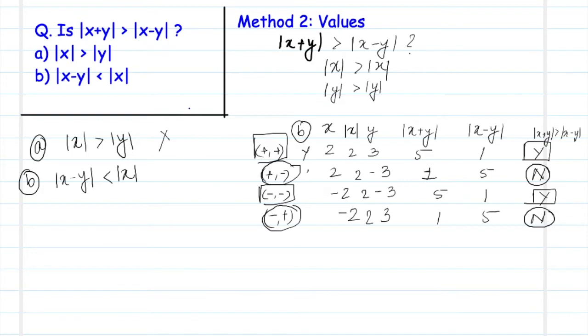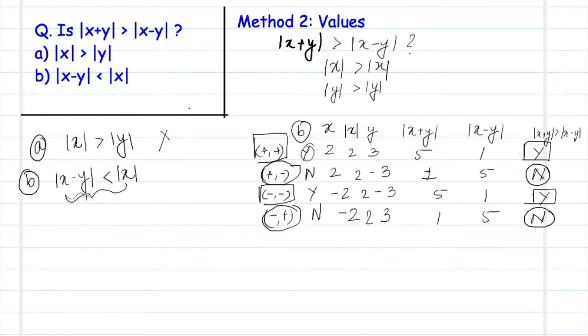I will find this as no, because mod x is 2 here, but mod of x minus y is 5. So is this quantity less than this quantity? The answer is no. Similarly, we can get each of these. For B also, if you see, we get exactly the same pattern. When x and y are the same sign, we get yes. When they are not, we get no as the answer.